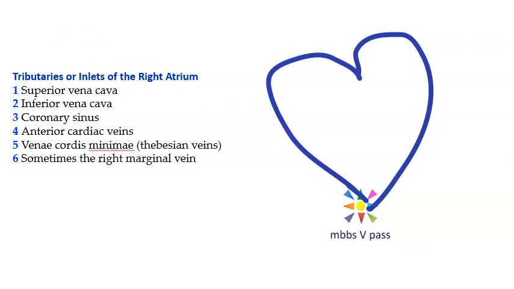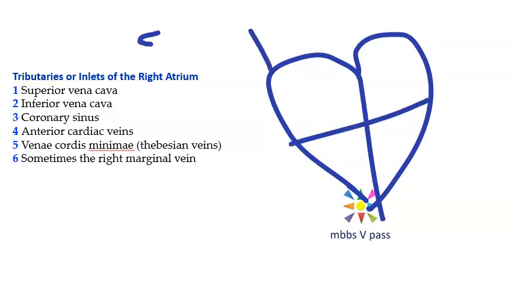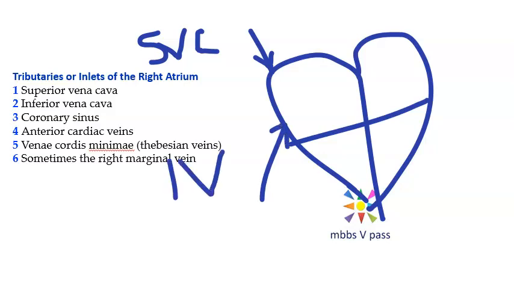You can draw one extra heart here, a diagram, and just explain the same thing again. This is the superior vena cava carrying the deoxygenated blood into the right atrium from the upper parts of the body. Then you have the inferior vena cava, which is carrying deoxygenated blood from the lower parts of the body.